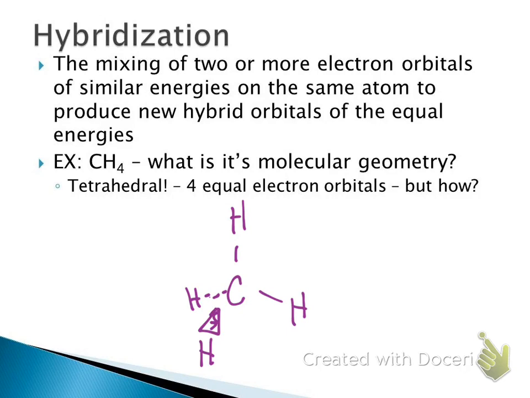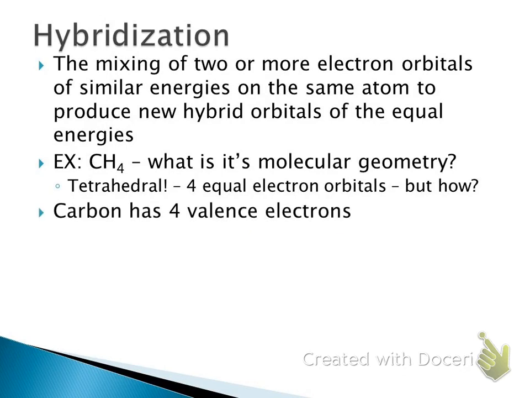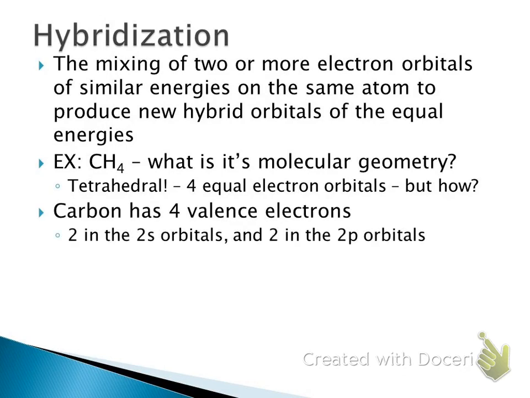So each of those electron orbitals has equal energy. They're all an equal distance apart, 109.5 degrees apart, and they all have equal energies. So how could that be? How can they be stored in equal energies? The way is that our electron orbitals are combining to form these hybrid orbitals.